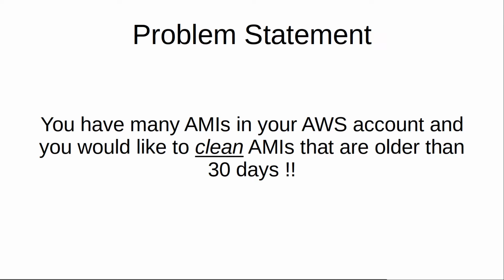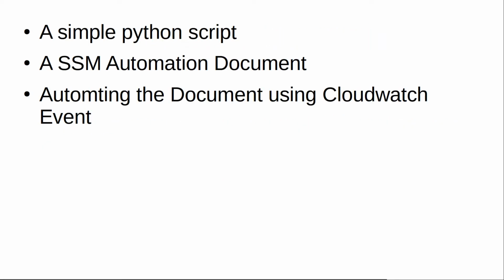So the problem statement is you have many AMIs in your AWS account and you would like to delete AMIs that are older than, let's say, 30 days. So how would you do it? And the task becomes trickier when you want to do it periodically, like each month, maybe on the last date of the month, you want to delete AMIs that are stale and that are older than 30 days.